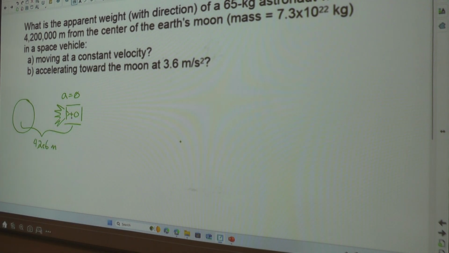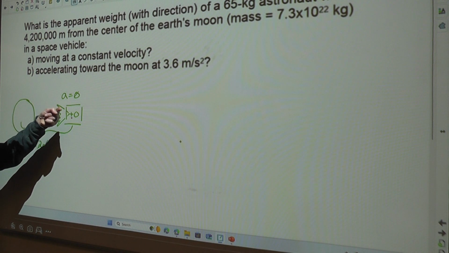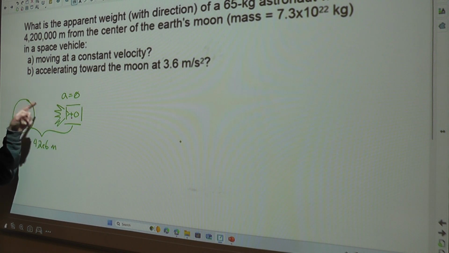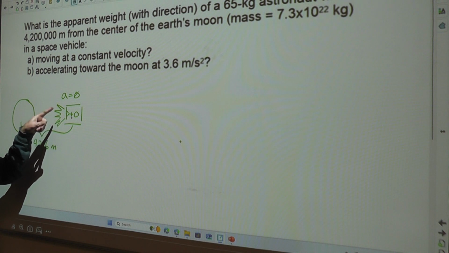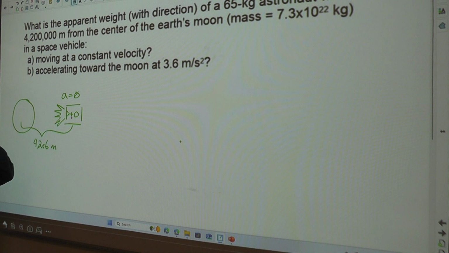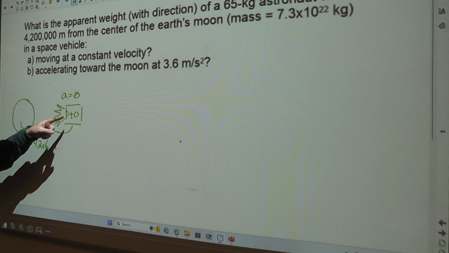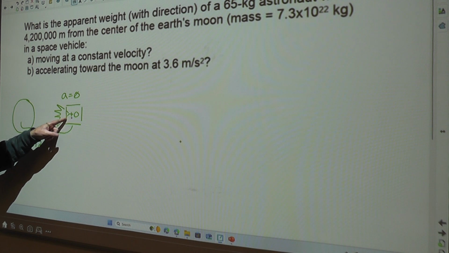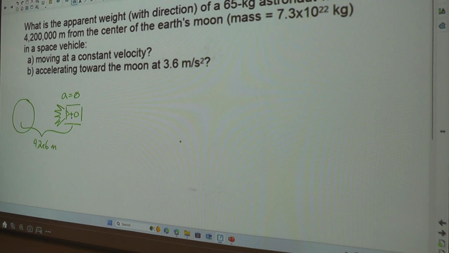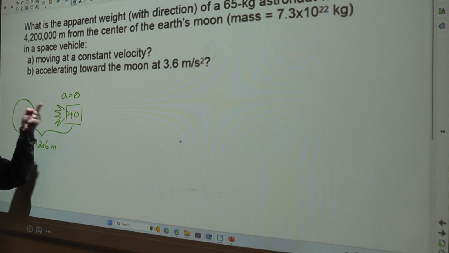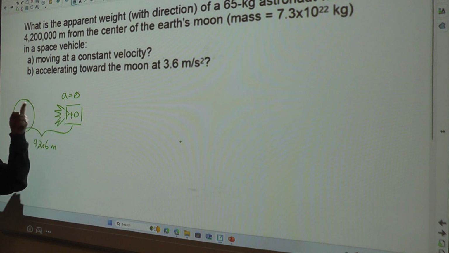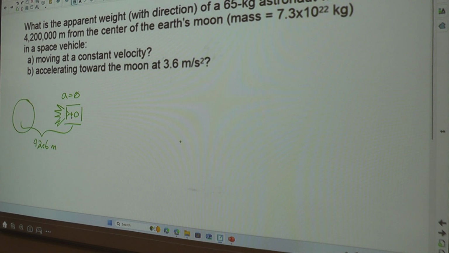How do we know? Because the ship is going to be pushing this way. The rockets are going to push on the ship, and the ship is going to push on the astronaut, because if there's no force on the astronaut from the ship, then the astronaut is going to accelerate toward the moon. There can't be any motion here, which means there must be a force in this direction on the ship and everything in the ship from the engines, okay?